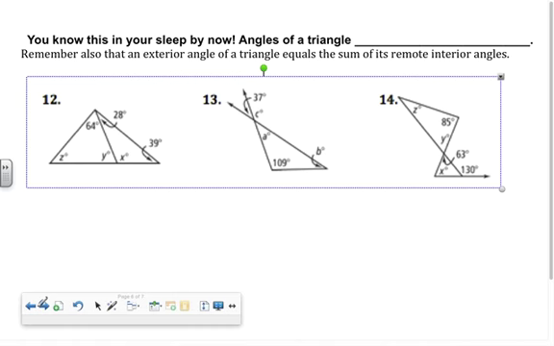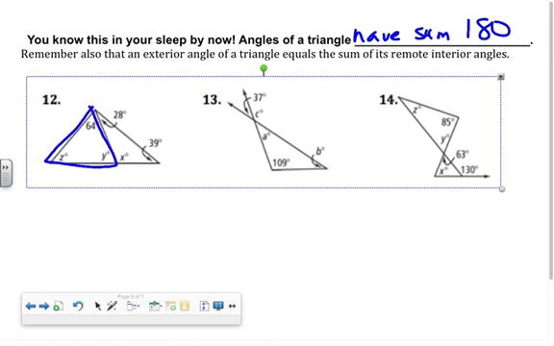Angles of a triangle add up to 180. Also, keep in mind, thank you for cleaning up after yourselves, guys, that when you have an exterior angle of a triangle, it equals the sum of the two remote interior angles. So a little bit of vocabulary there. Let me say that again. An exterior angle of a triangle equals the sum of the two remote interior angles.